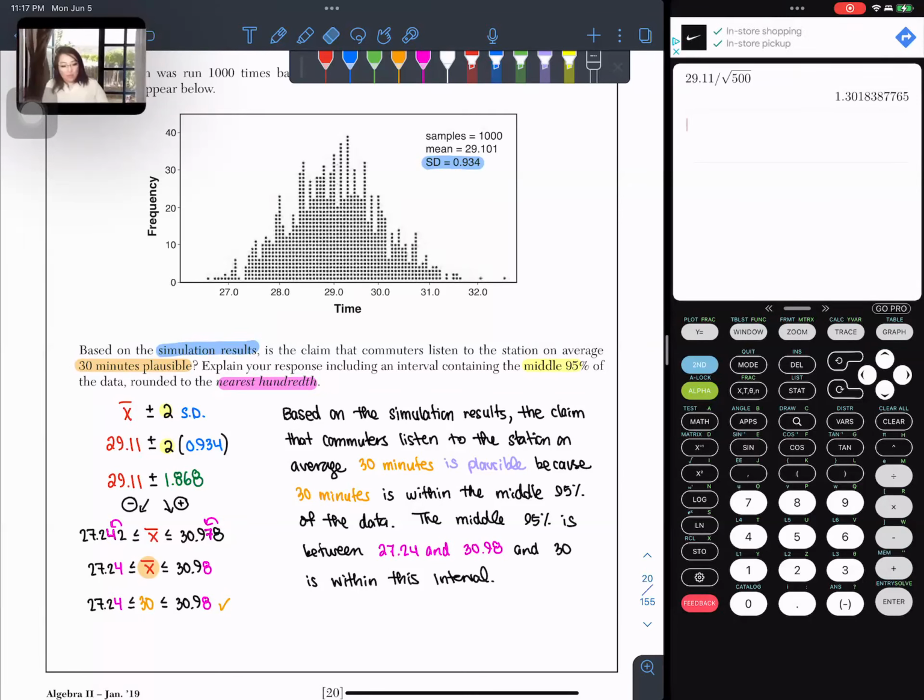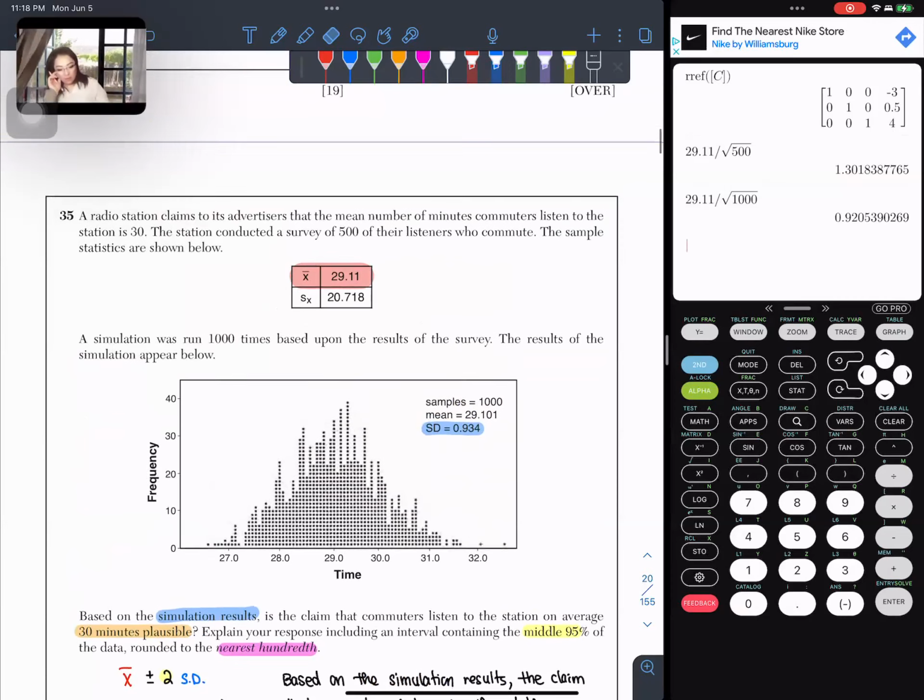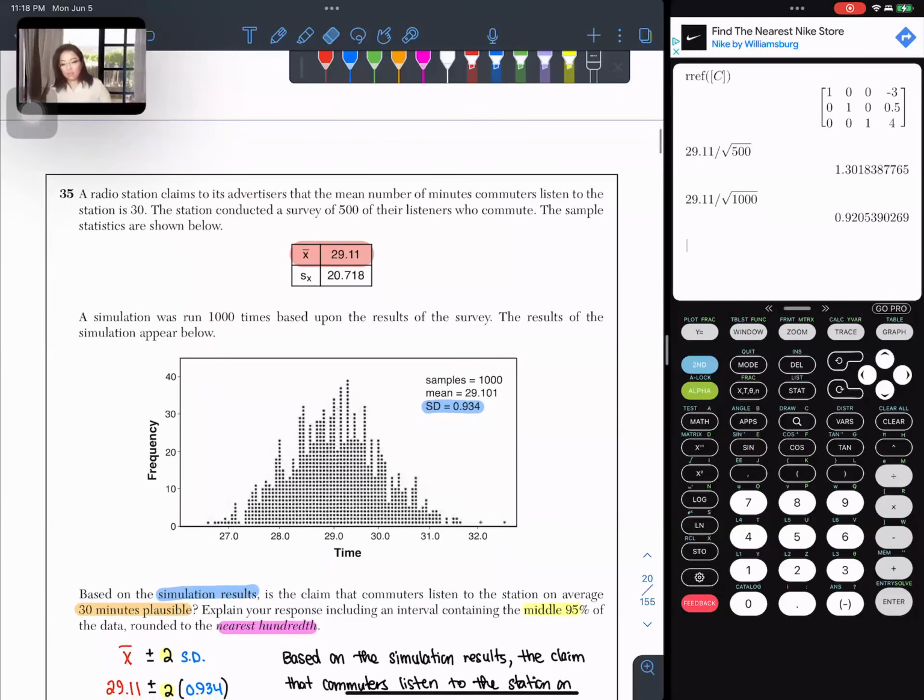And I got, oh, was it 1,000? Maybe I got something closer to that because it was 1,000. Yeah, because then n would be 1,000. Oh wait, but then that's, wait, did I do? Oh, I did it wrong. Hold on. It's 20.718 divided by the square root of 500 because it's n.